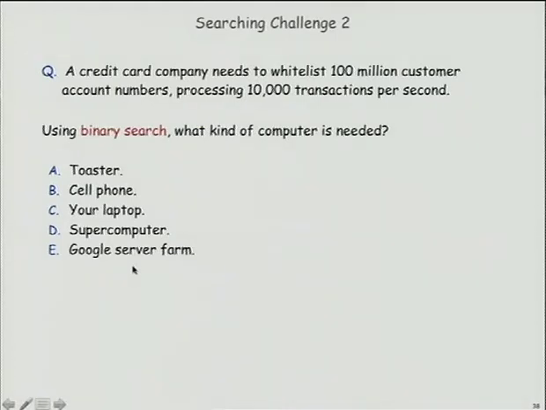Now my question is, if a credit card company needs to whitelist 100 million customer accounts, same problem, processing 10,000 transactions per second, and they don't use the sequential search algorithm, but they use the binary search algorithm, what kind of computer do they need? A toaster, a cell phone, your laptop, a supercomputer, a Google server farm, and interestingly enough, all of the above will be possible. Perhaps not the toaster.